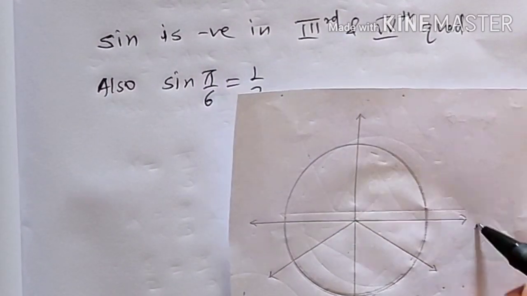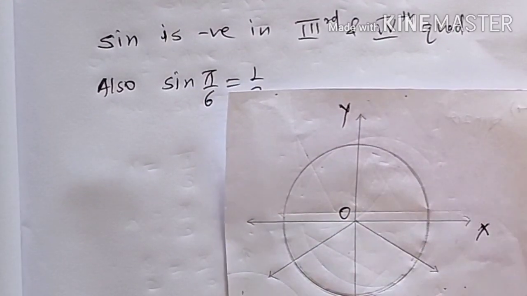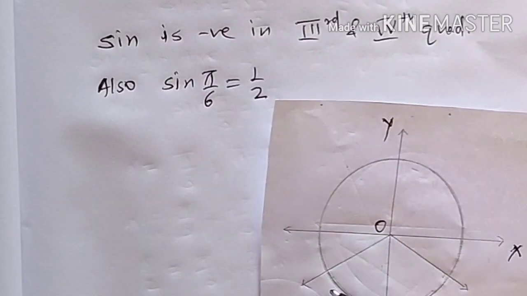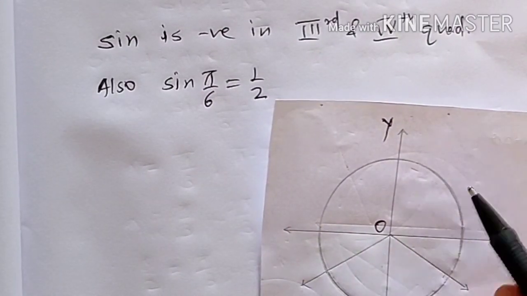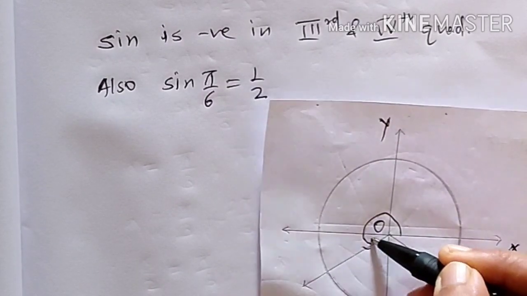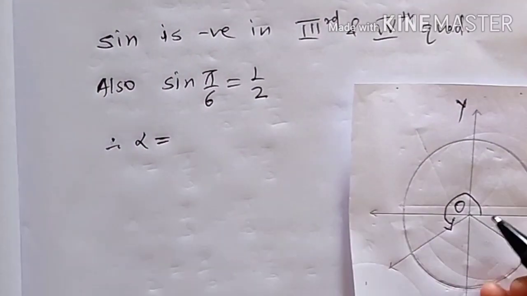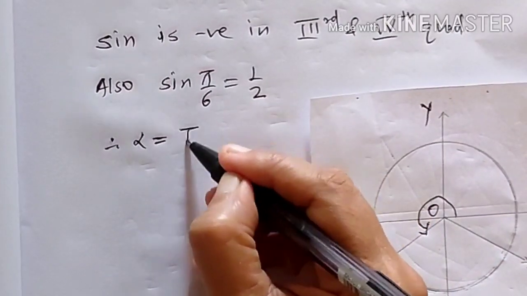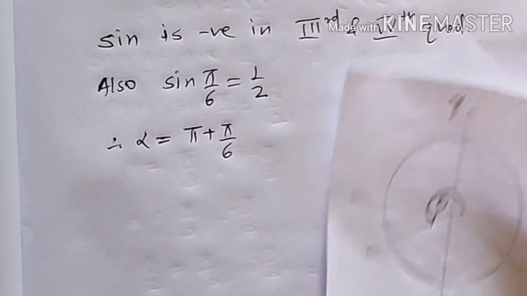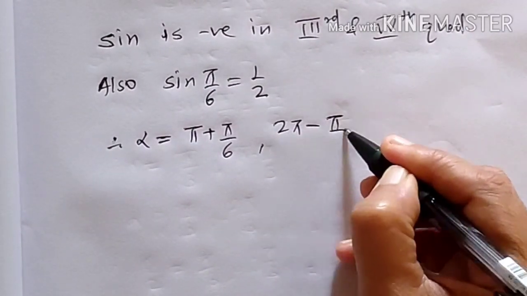So we have the x-axis and the y-axis. This is the standard unit circle. Now, sine is negative, so the angle can be either along this particular ray or this one. So how much is this angle? Alpha is equal to pi plus pi by 6, and the other possibility is 2 pi minus pi by 6.